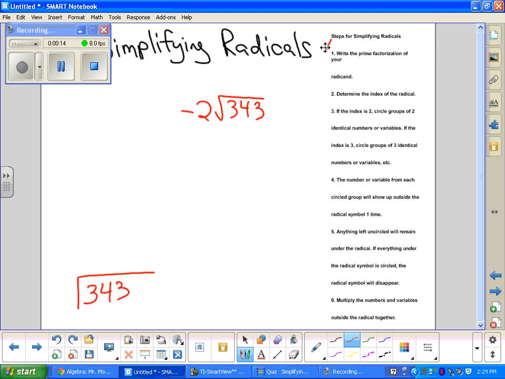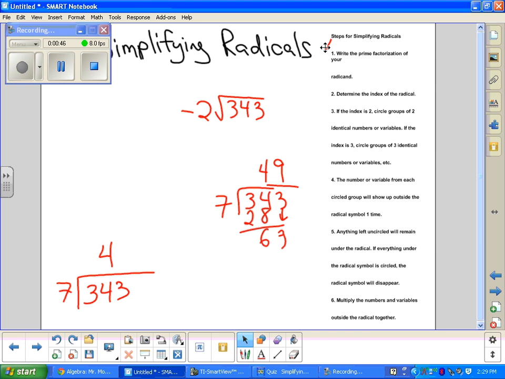343, 2 does not go into it. 3 does not go into 343. 5 does not go into 343, but 7 does. 7 goes into 34 4 times. I need to do it over here. 7 goes into 3 and 34 4 times. 4 times 7 is 28. 34 minus 28 is 6. Bring down the 3. 7 goes into 63 9 times. Okay.